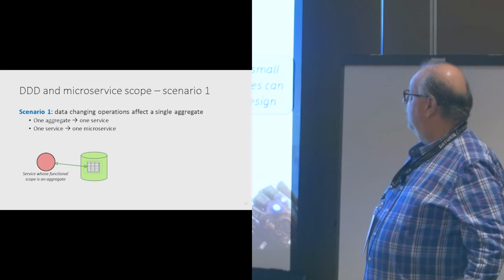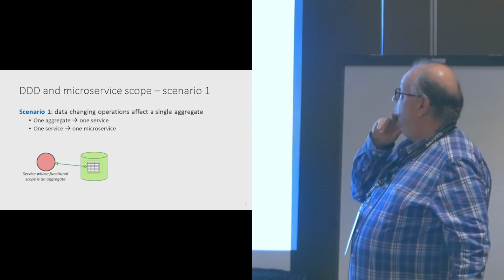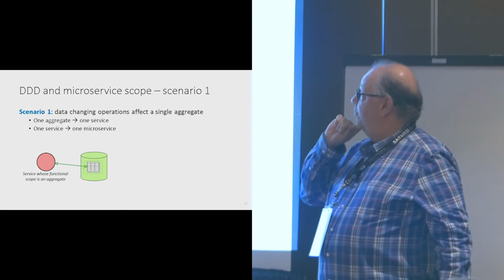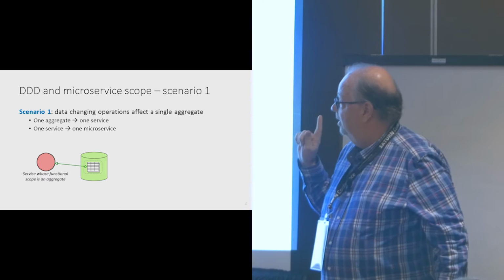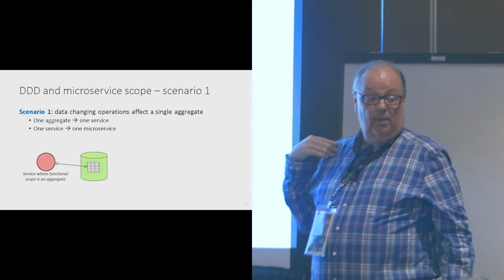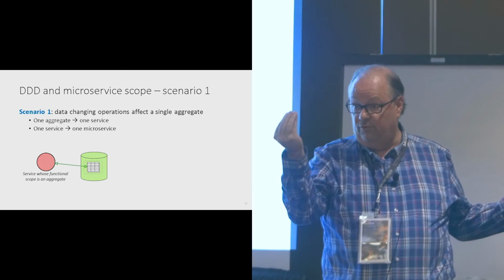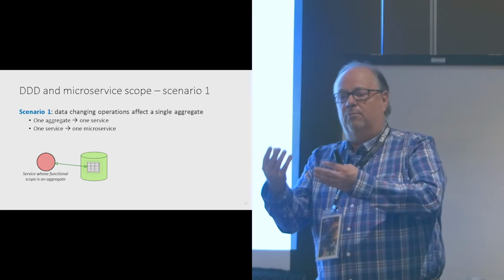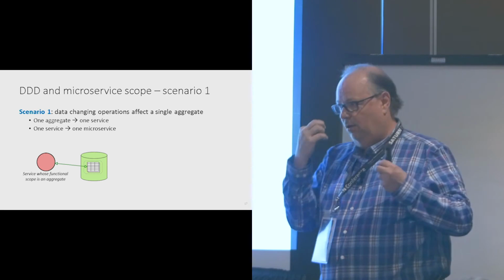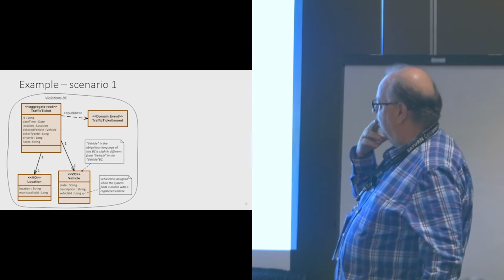So we want to start with one example here. We have multiple scenarios. Our first scenario is that maybe the data changing operations affect only a single aggregate. In this case, you can use one aggregate for one service. That's typically how you want to do your aggregates: for every aggregate, have a service. Your aggregates might have multiple entities and multiple VOs, as was pointed out earlier. And then for one service, one microservice in this example.